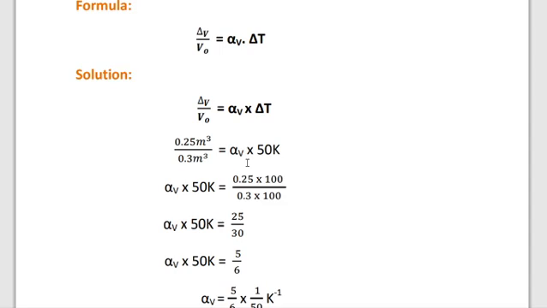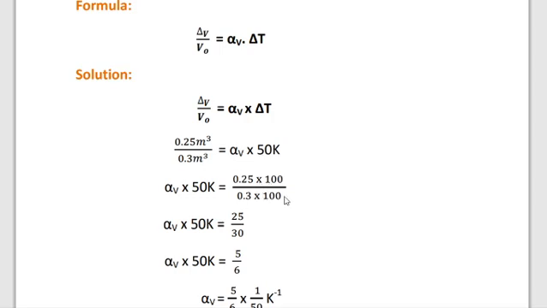Substitute the given values. Del V equal to 0.25 meter cube. Then Vo is equal to 0.3 meter cube. Then del T equal to 50 Kelvin. We get 0.25 meter cube divided by 0.3 meter cube is equal to alpha V into del T. Del T is 50 Kelvin. So we can interchange both sides. Alpha V into 50 Kelvin is equal to 0.25 into 100 divided by 0.3 into 100.